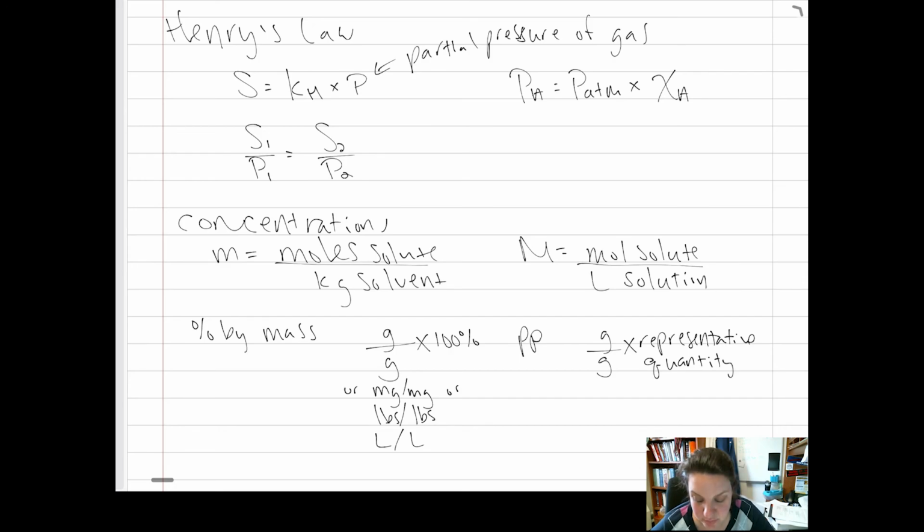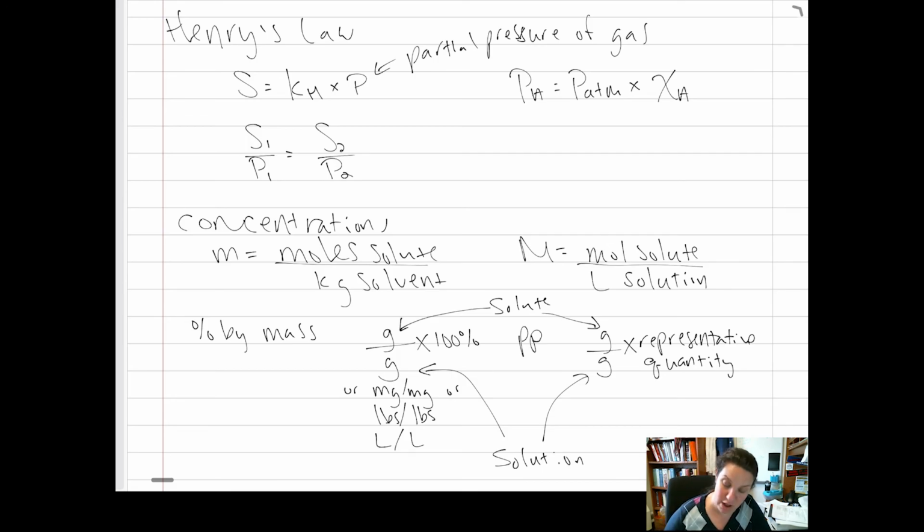Or it really, again, just like with the percent by mass, the parts per can be any units as long as they're the same on the top and the bottom. The bottom in both of these is going to be solution. The top on both of these is going to be solute. So solute mass over solution mass times either 100% to give you percent by mass, or a representative quantity to give you parts per. So parts per 1,000, you multiply by 1,000. Parts per million, you multiply by 1,000,000.